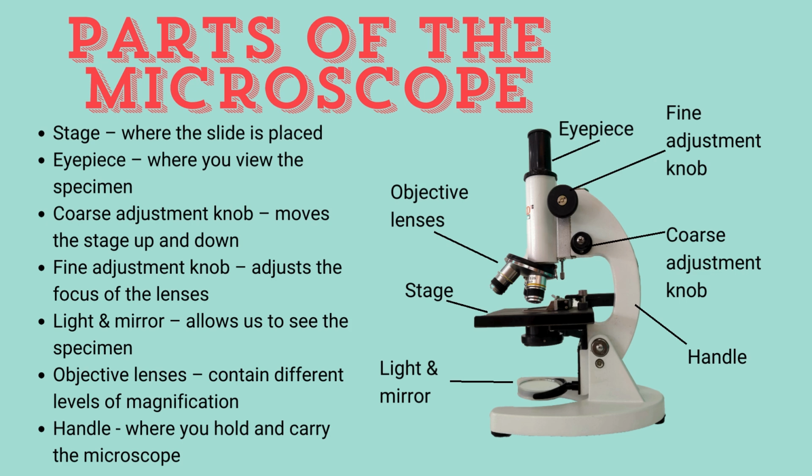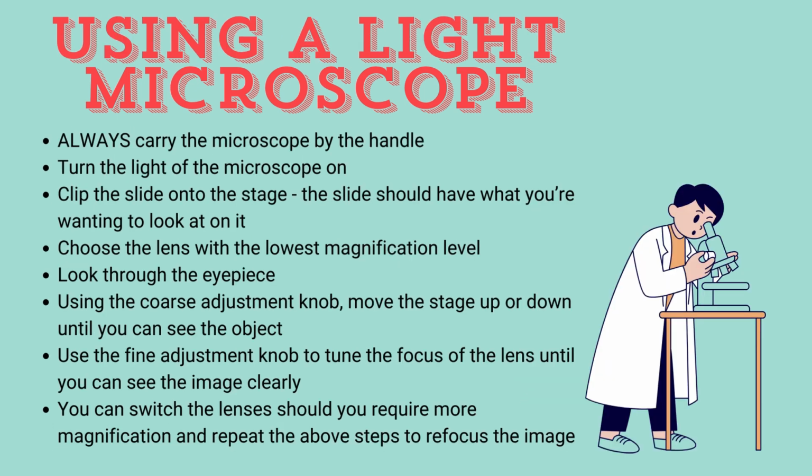The light and mirror allow us to see the object on the stage. The objective lenses contain different levels of magnification. The handle is where you hold and carry the microscope. Always carry the microscope by the handle.